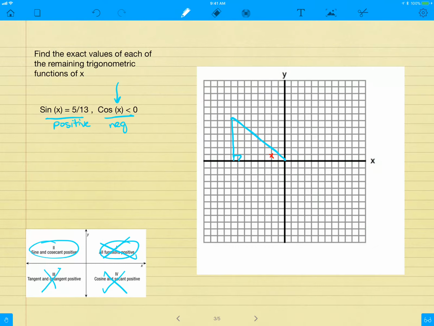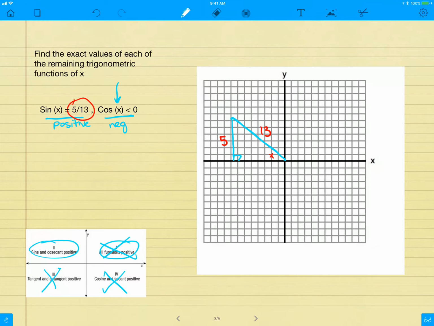So that's my angle. The sine, which is 5 over 13, that's opposite over hypotenuse. The opposite of x is the 5. The hypotenuse is the 13. Now, if there's any negatives, the hypotenuse can never be negative. So figure out where the negative sign would go, if you have it.